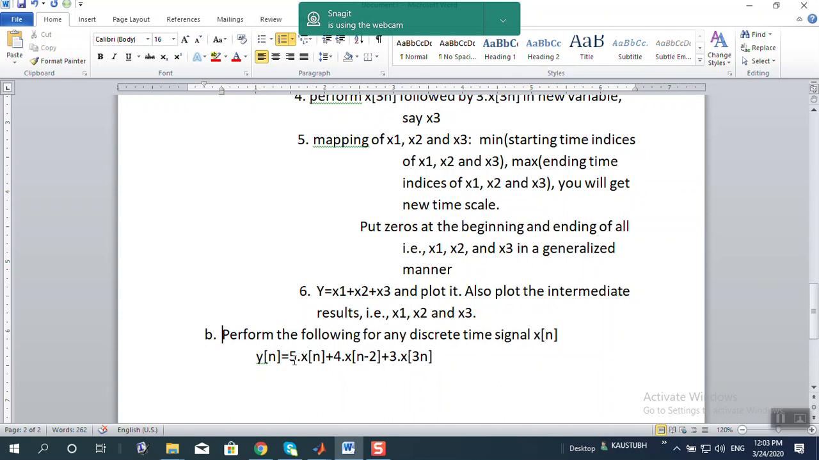I of n is equal to 2x of minus n, 4x of n plus 2, 3 into x of n divided by 3.